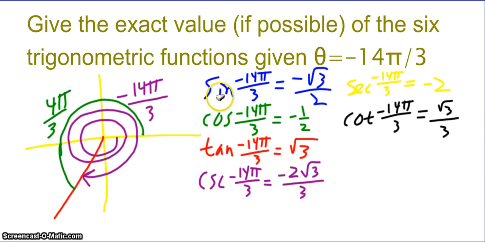So I know if I think in terms of 4 pi thirds, the sine of 4 pi thirds is -√3 over 2, therefore the sine of -14 pi thirds is -√3 over 2, the cosine of -14 pi thirds is -1/2, the tangent of -14 pi thirds is √3, the cosecant of -14 pi thirds is -2√3 over 3, the secant of -14 pi thirds is -2, the cotangent of -14 pi thirds is root 3 over 3.